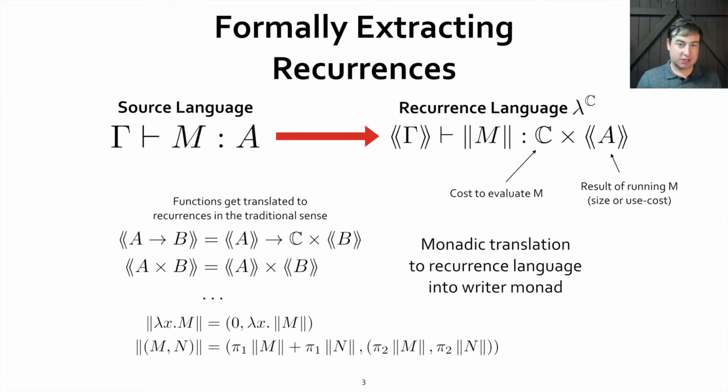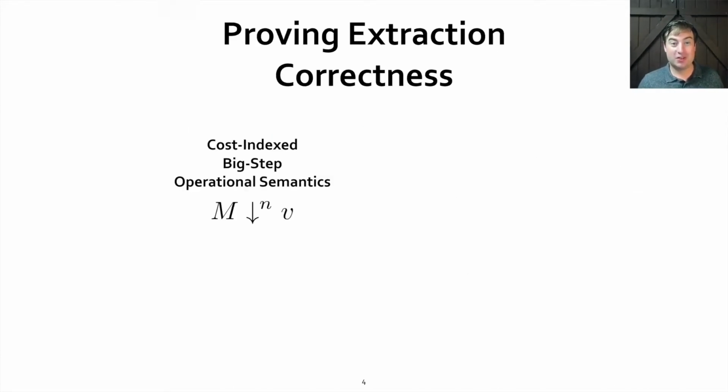So we've extracted recurrences from the source language into lambda C, and now we need to prove that this extraction procedure is correct. Otherwise, all of this is no better than just extracting recurrences the old informal way. So the first step here is to fix an operational semantics for the source language, which is indexed by execution cost. You can read this judgment as M evaluates in n steps to V.